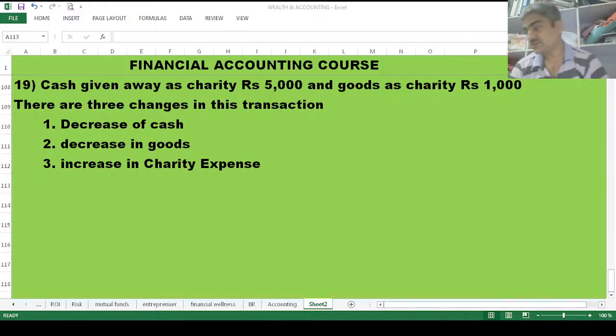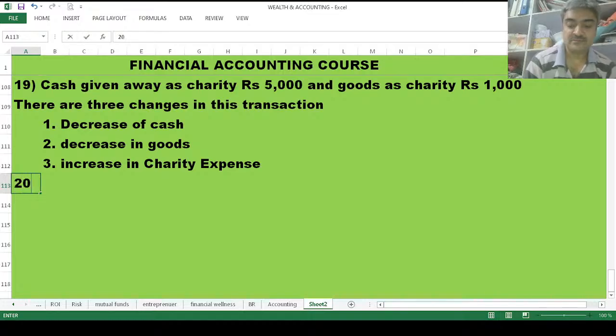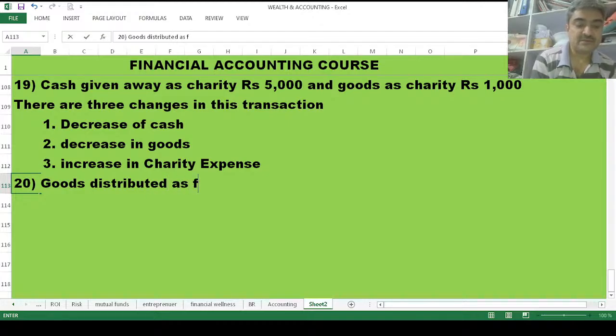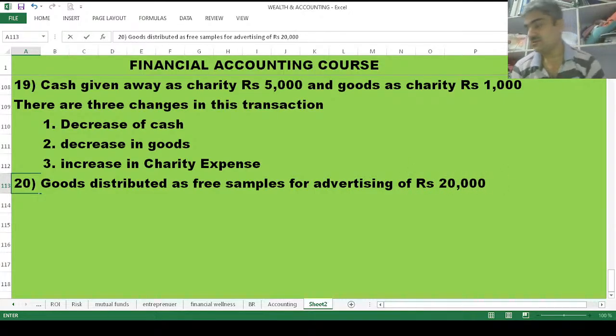The next transaction is transaction number 20, which says goods distributed as free samples for advertising of rupees 20,000.